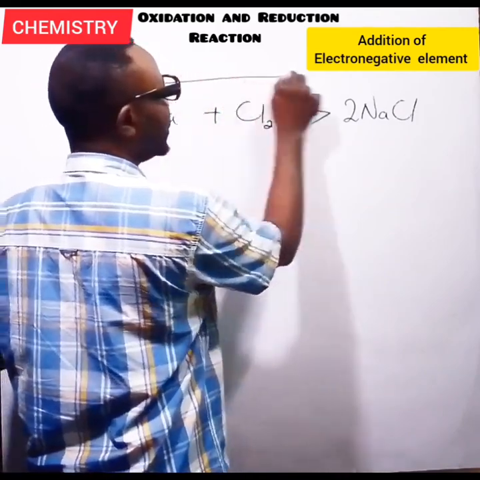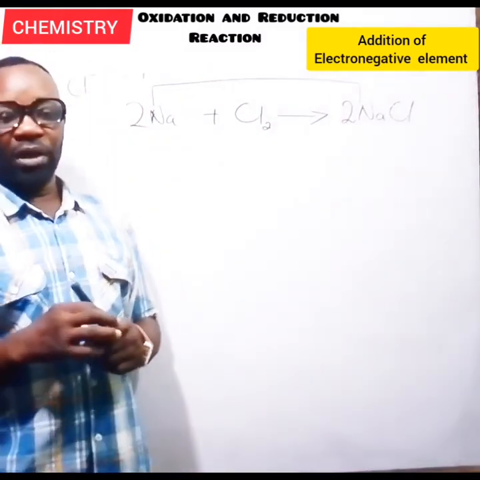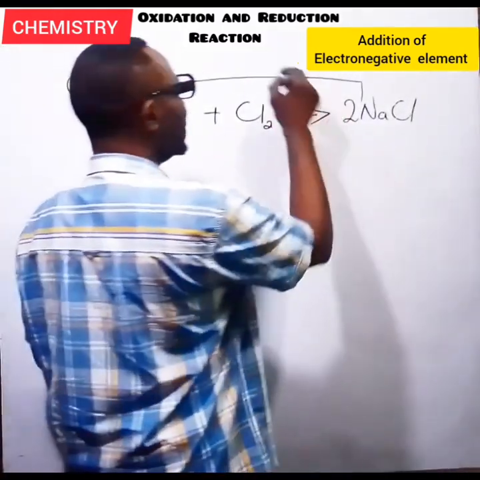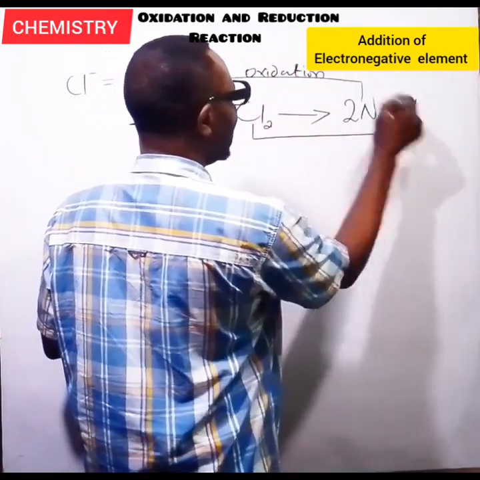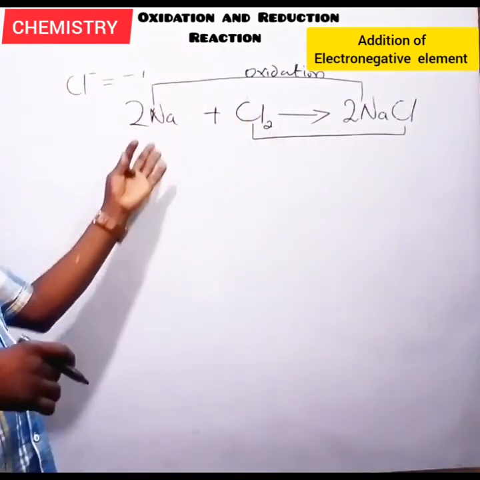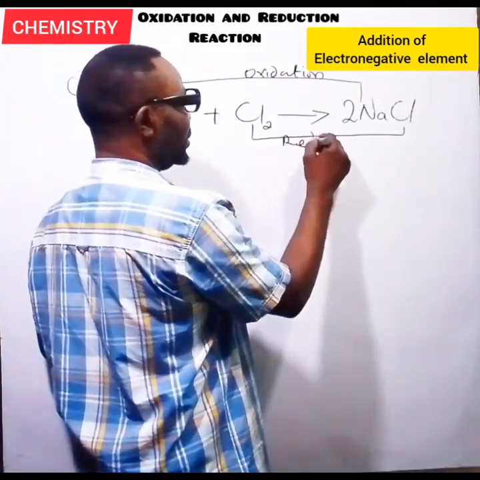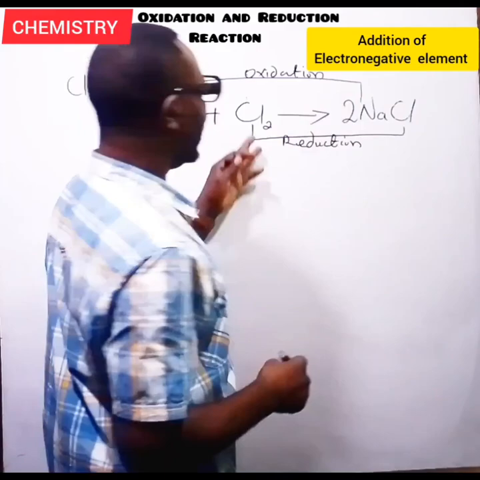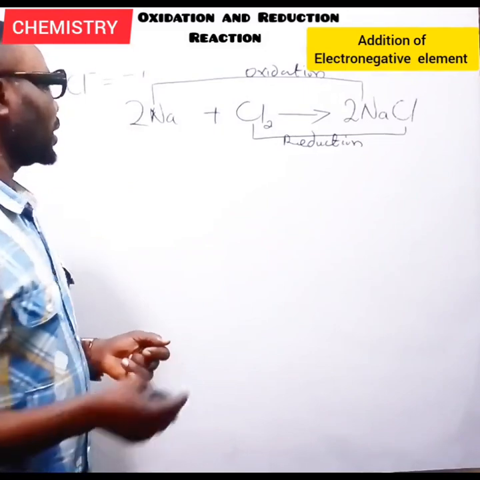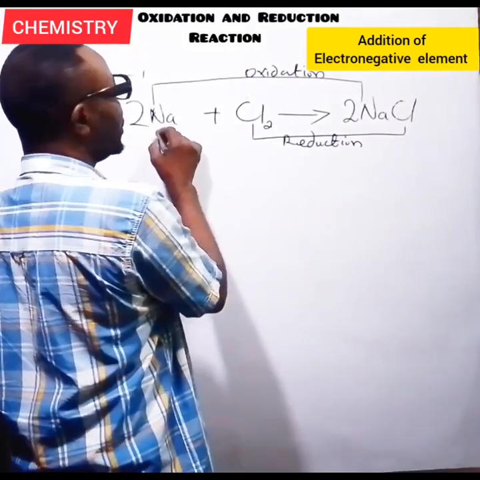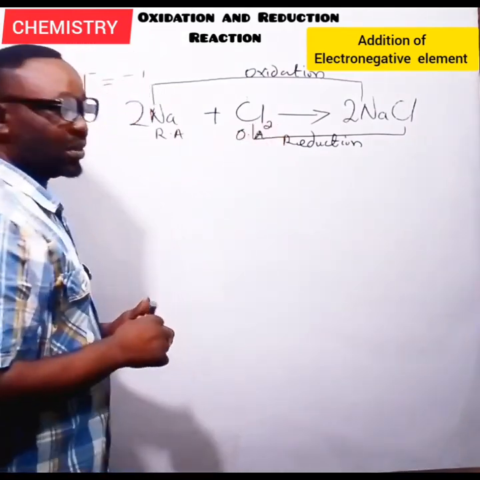Now this sodium, there's addition of electronegative element to that sodium. So we call this one oxidation reaction. And chlorine has been given to sodium. So this is called reduction, that is, removal of electronegative element. Here we can now refer to this as our reducing agent. This is our oxidizing agent, in case you are given this.